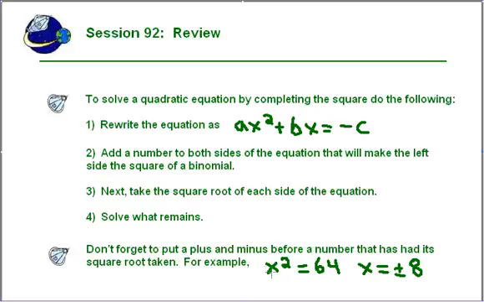For example, if we had the equation x squared equals 64 and then we took the square root of both sides, that would give us x equals plus or minus 8. That finishes up then session 92 on completing the square.